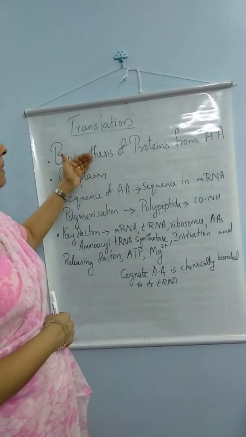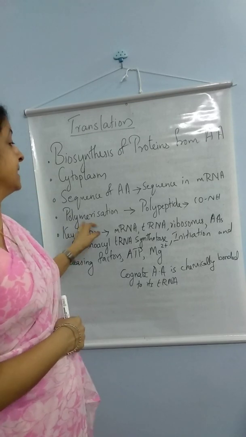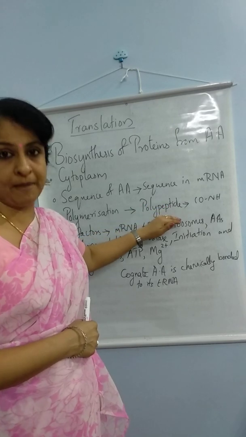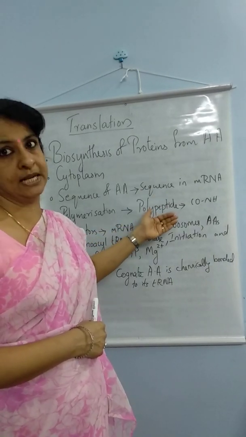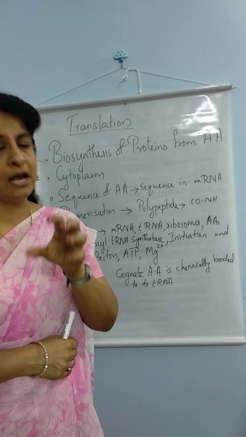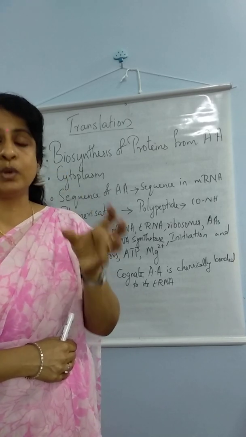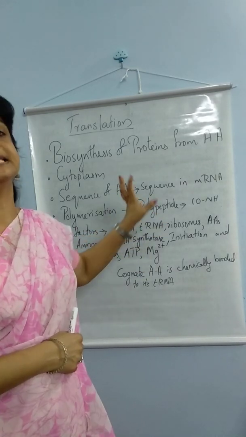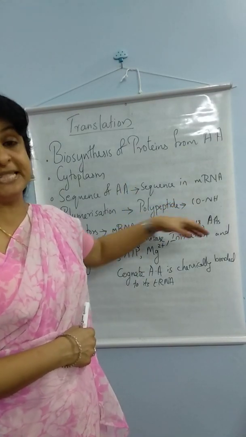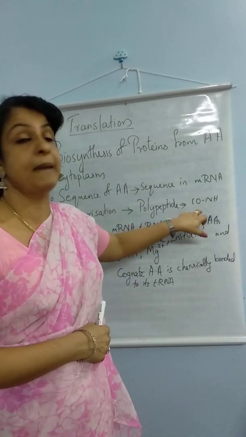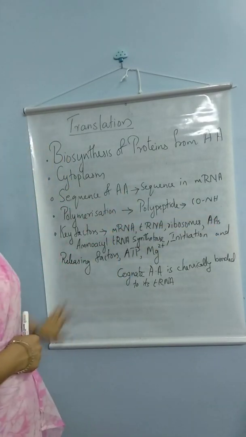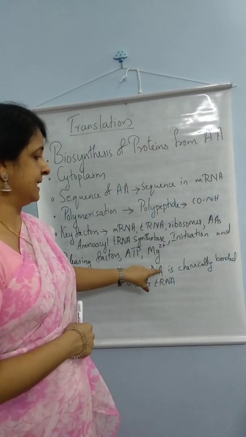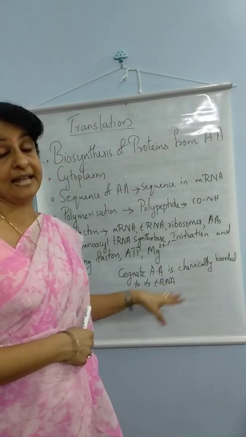Now, this biosynthesis of protein is also called polymerization of amino acids to a polypeptide, that is a protein. The smaller molecule monomers, that is the amino acids, join together to form a polymer, that is a polypeptide. Here we call it a protein. Amino acids are joined by what bonds? Peptide bonds. Now, in other words, we can also say that the cognate amino acid is chemically bonded to its tRNA. That's the first step.